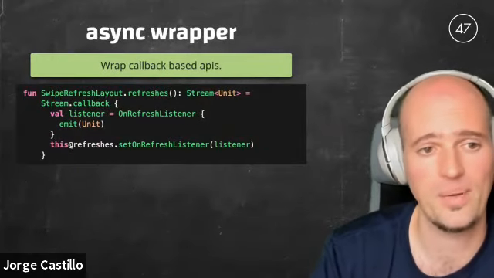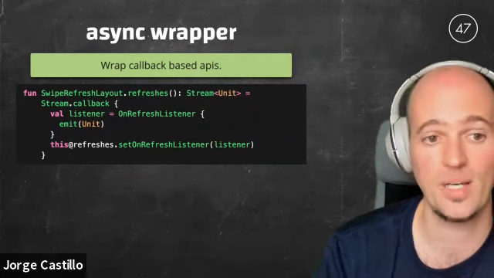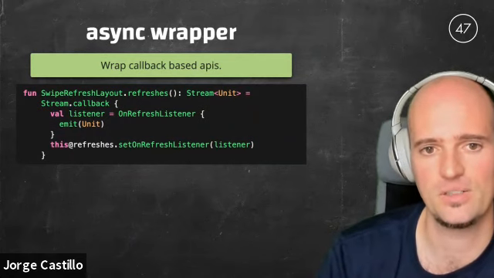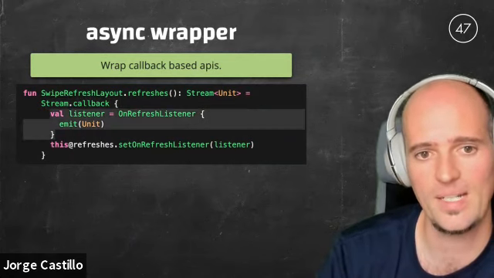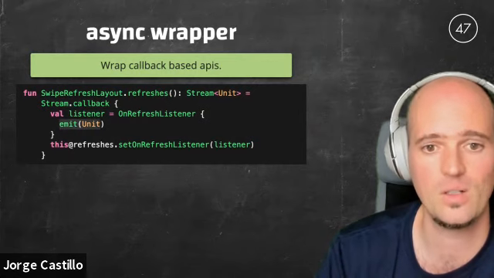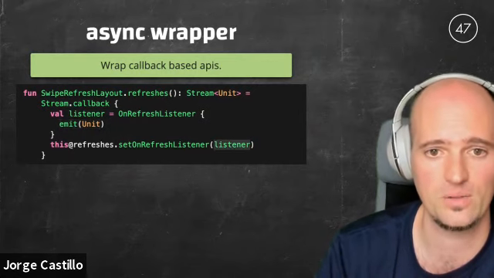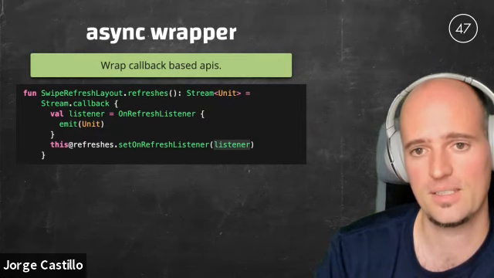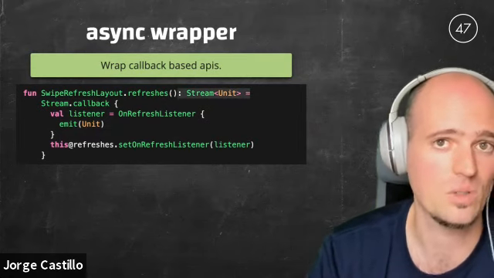We can also wrap asynchronous APIs, callback-based APIs. So you can basically use this stream callback to wrap a listener that will emit every time it gets called, and then we attach it to Android like this, on refresh listener. And there you got a stream out of refresh events automatically.